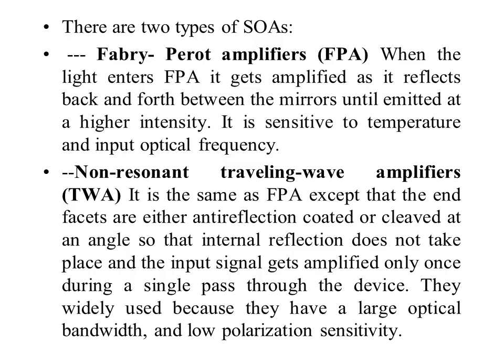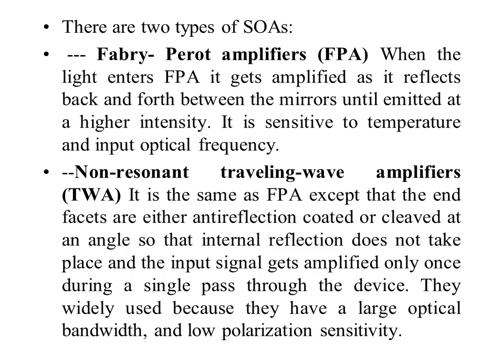But what is non-resonant? It is the same as the Fabry Perot amplifier, except that the end facets are either anti-reflection coated or cleaved at an angle so that internal reflection does not take place, and the input signal gets amplified only once during the single pass of the device. They are widely used because they have a large optical bandwidth and low polarization sensitivity.